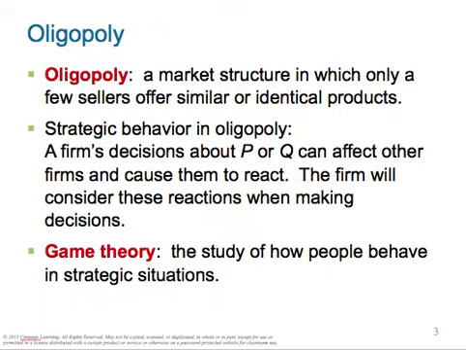Now, an oligopoly is a market structure in which only a few sellers offer similar or identical products. There's some strategic behavior in oligopoly. A firm's decision about price or quantity can affect other firms and cause them to react. So their changes in price and quantity, their firm's decisions, can have effects on other competitors in the market. Again, there's not many competitors. The firm will consider these reactions when making decisions. Therefore, there's a bit of strategy in between, and some would say gamesmanship. And that gamesmanship is illustrated in game theory, which is the study of how people behave in strategic situations.